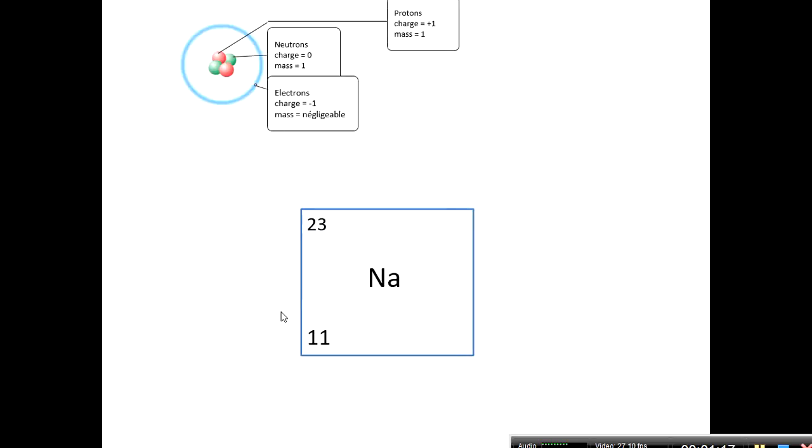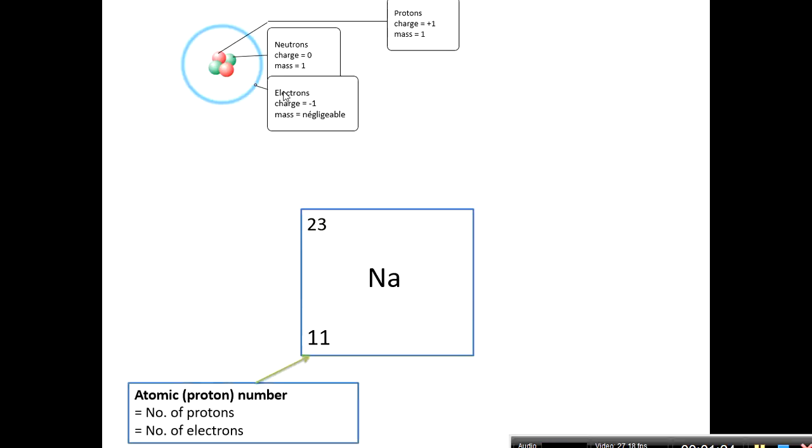So we can use the information from the periodic table to tell us how many protons, neutrons, and electrons an atom has. The smaller of the two numbers in the box of the periodic table tells us the number of protons. The number of protons in an atom is also equal to the number of electrons. That's because protons have got a positive charge. Remember, protons are positive, and the electrons have got a negative charge. So for overall the atom to have 0 charge, then the number of protons must equal the number of electrons.